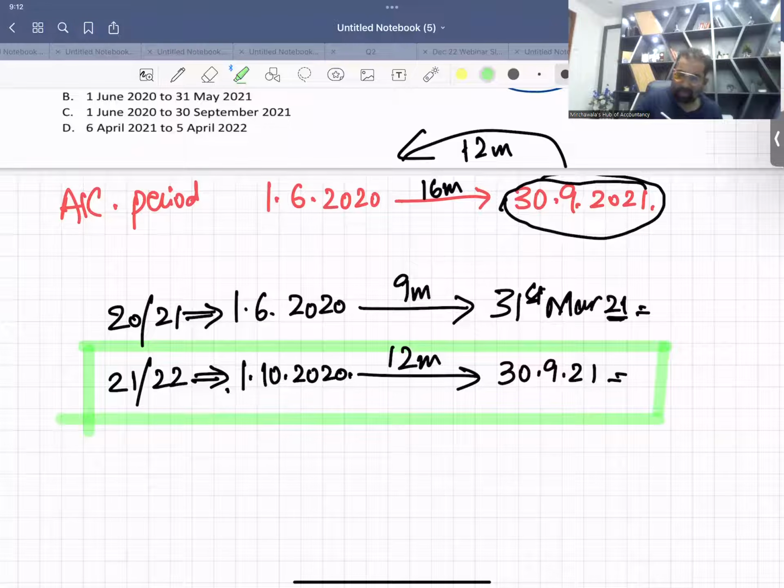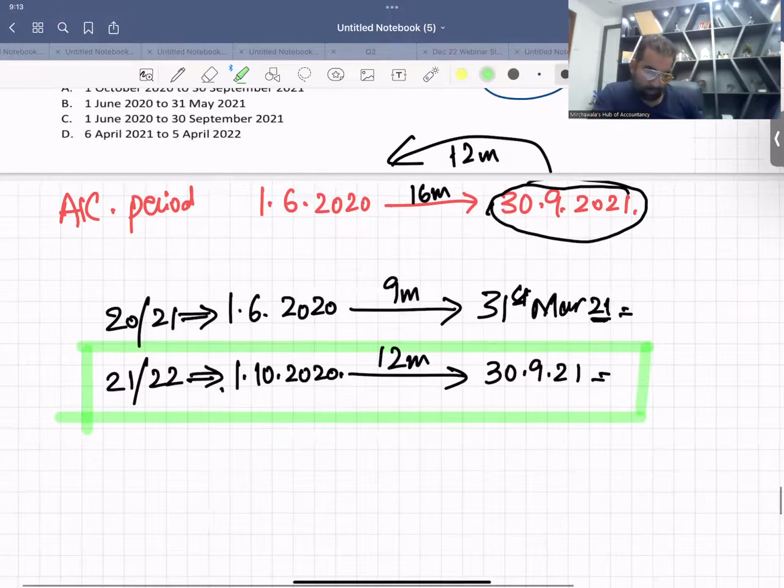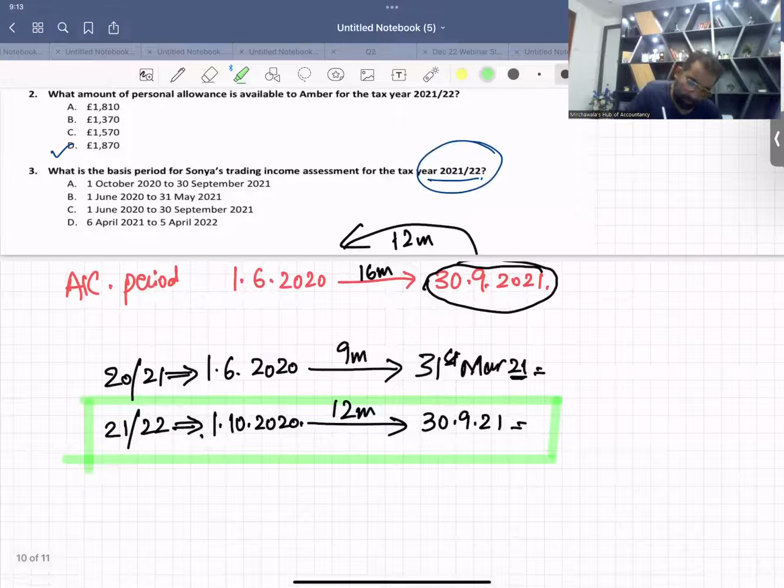You tell me. The examiner is asking you for the 21/22 fiscal year basis period. Examiner is asking you the basis period of 21/22. See this. So the answer will be A. The answer will be A. 3 for 3. The answer is A.